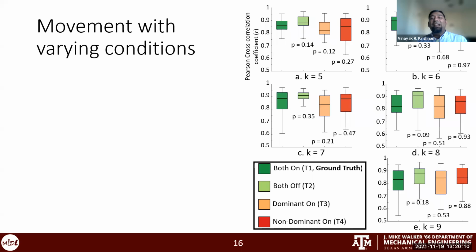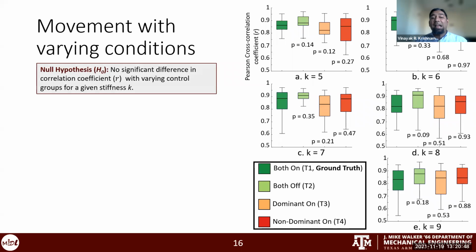Okay, let's also look at the same data in a different light, right? So suppose now I say, let's look at each of the stiffnesses as a constant, and let's see what happened across the different tasks. In this case, what we did was a pairwise comparison of the 3 cases: both off, which is T2, dominant on, which is T3, and non-dominant on, which is T4, with respect to the ground truth, which is when both the devices are on. Therefore you see only 3 p values for each of the box plots, right?